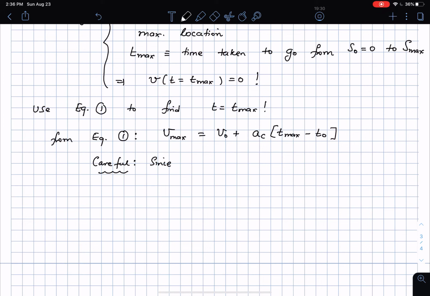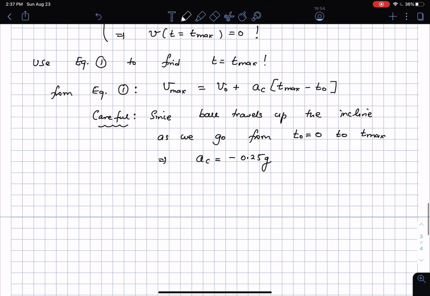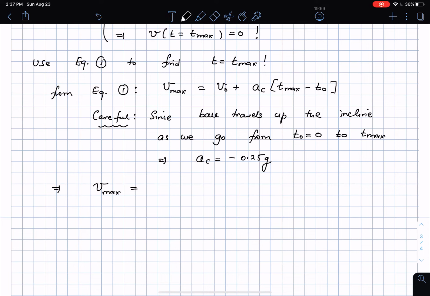Since the ball travels up the incline as we go from T naught equal to 0 to T max, AC is actually minus 0.25 g. And so if I do the substitutions now, V max is equal to V naught minus 0.25 g times T max minus T naught.